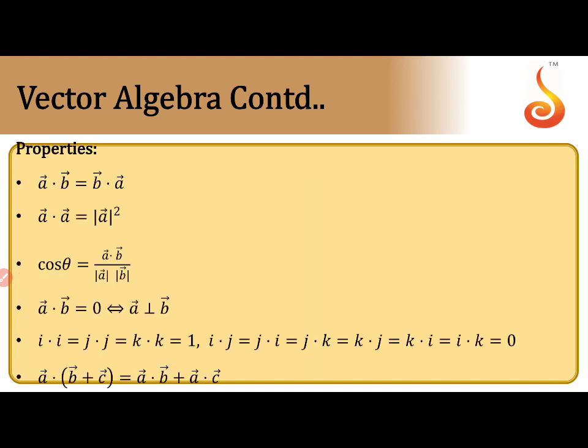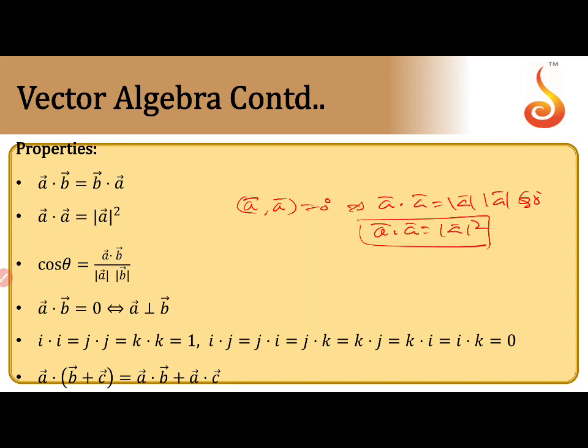So next, there are some properties of dot product. The first property: A dot B equal to B dot A. That means dot product satisfies the commutative property. Next, A dot A is modulus A whole square. How this comes: the angle between A bar and A bar is 0 degrees. So therefore, A dot A is modulus A squared cos 0, and cos 0 is 1. That is modulus A whole square. So the value of A dot A is modulus A whole square.